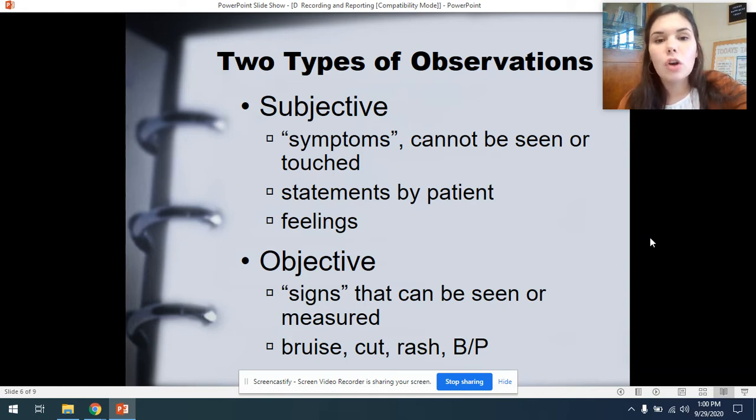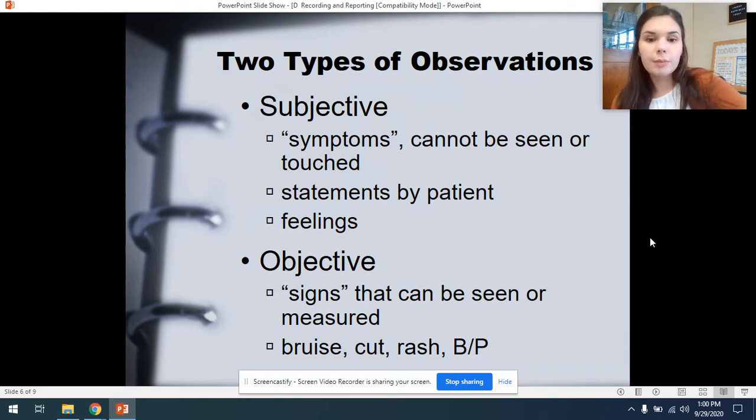Objective observations are what we determine as signs of illness, and these are things that we can see or can be measured. So we can see a bruise, a cut, a rash. We can measure someone's blood pressure. We can measure their temperature and actually get a number. These are objective signs. An example of how something could be subjective and turned into objective would be if someone came in and said, I feel nauseous. That is a subjective symptom. But if someone were to come into the ER and visibly throw up in front of you, then that would be an objective sign. Nausea, subjective.